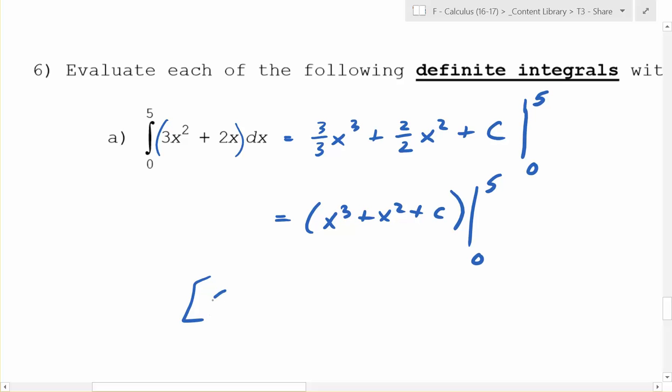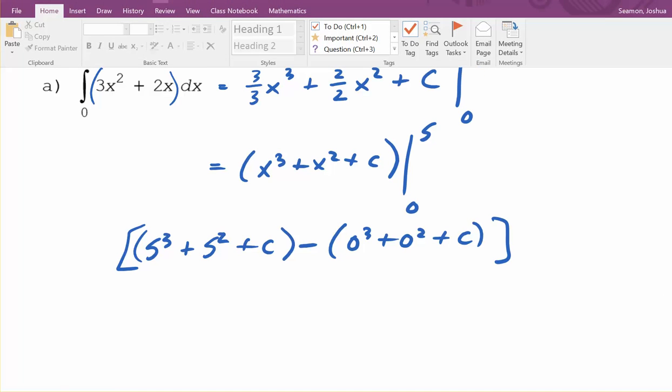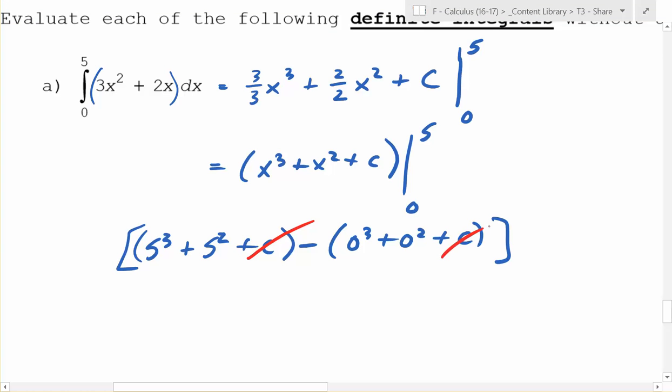So let's plug in 5. What do you get? 5 cubed plus 5 squared plus c, right? Minus what? 0 cubed plus 0 squared plus c. What cancels when you do the subtraction? The c's cancel. And what are you left with? 5 cubed plus, so that's 125 plus 25, which is 150. Are the c's always going to cancel out? Yeah, the c's are always going to cancel out.